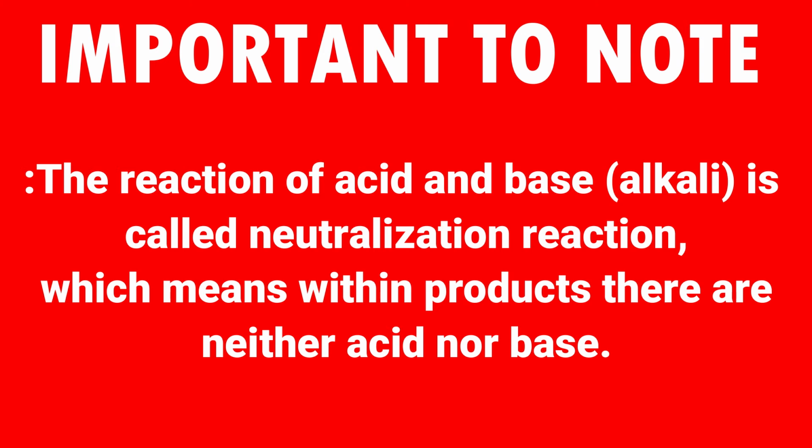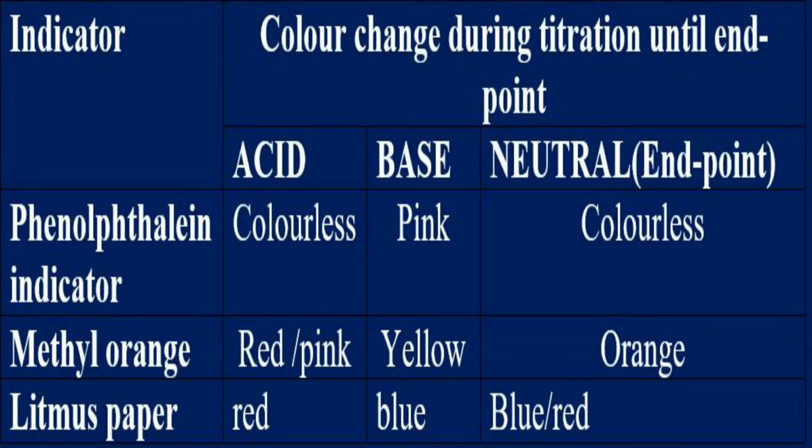We see the color changes of indicators during acid-base titration. Phenolphthalein indicator in acid is colorless, in base is pink, and in neutral or at the end point of titration is colorless. Methyl orange indicator in acid is red or pink, in base is yellow, and in neutral or at the end point of titration is orange.